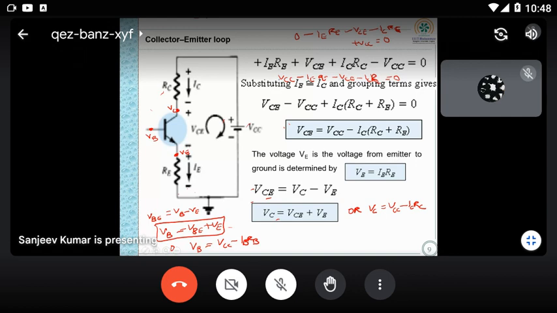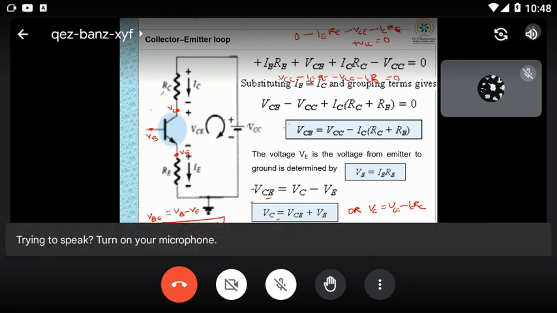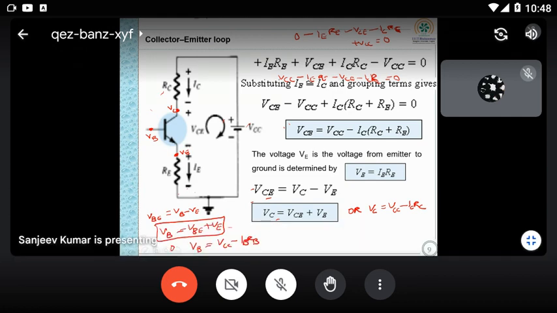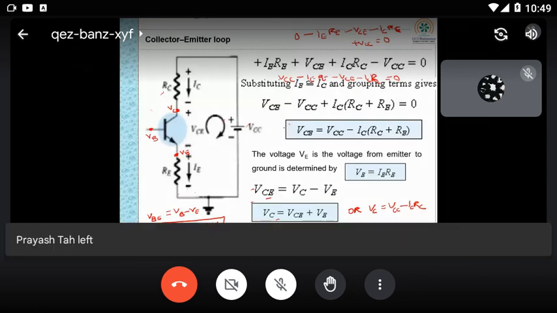Once you have got ICQ and VCEQ, then you can derive IC saturation and VCE cutoff. Then also you can draw the load line. So can you tell me what changes will be there if you compare with the previous load line analysis? Will everything be the same? The only change is that when VCE is equal to 0, IC is equal to VCC divided by (RC plus RE).